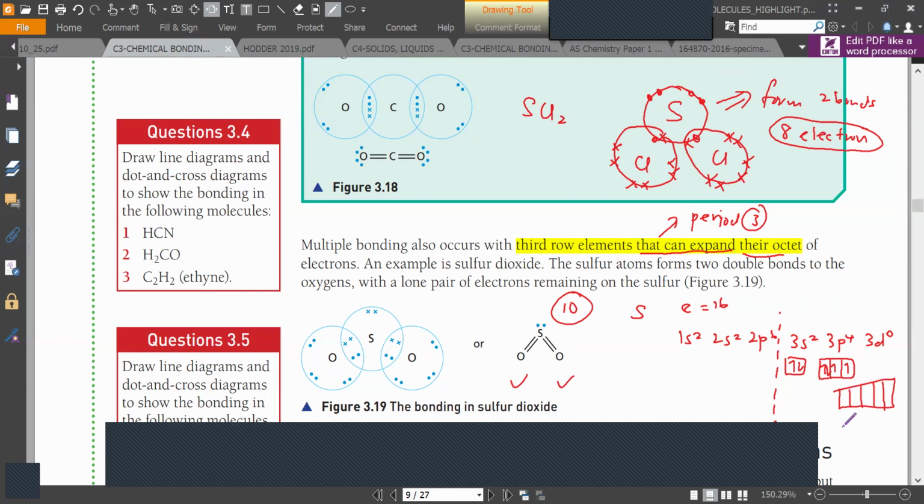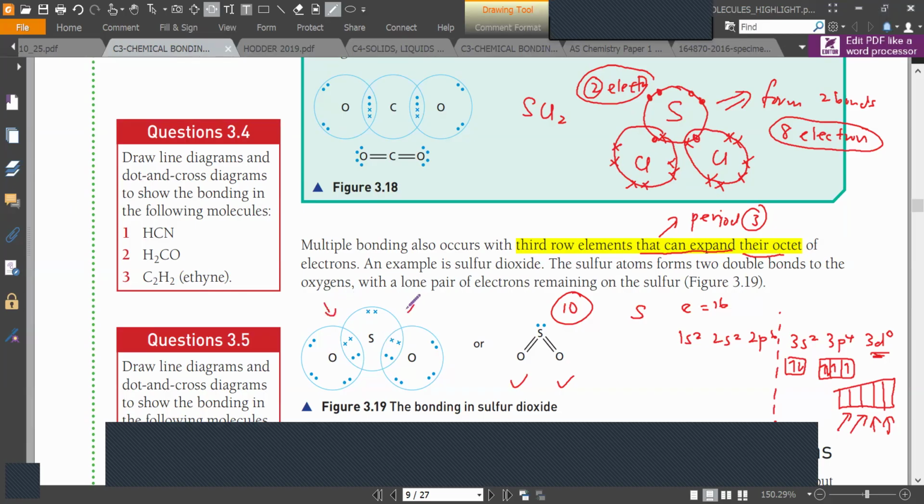But because it has empty d orbitals, it can actually accommodate more electrons, so it can form this expanded octet. So this one just takes 2 electrons for the reaction, but in this case it will take out 4 electrons for the reaction.